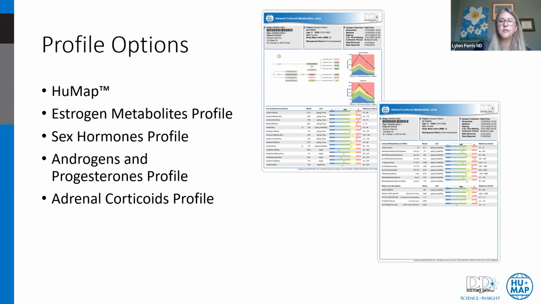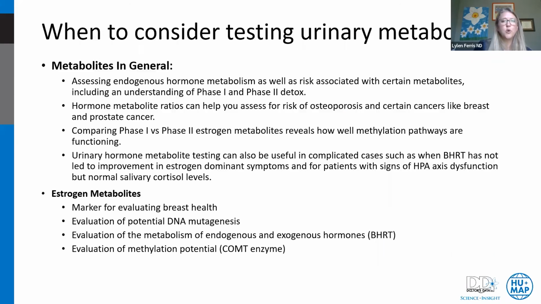Now here you can see an example of what you would get if you were to order the adrenal corticoids profile. So when might you consider running a urinary metabolite profile on your patient? If we think in a general way, we know that assessing endogenous hormone metabolism as well as risk associated with certain metabolites, including an understanding of phase 1 and phase 2 detox, is really what it's all about.